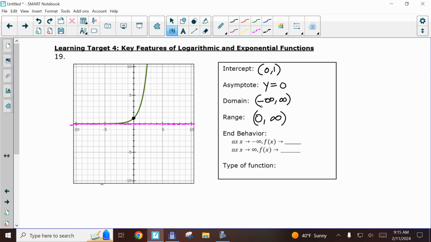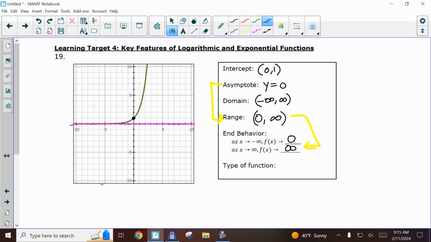Then our end behavior, as you go to the left, that left side approaches the asymptote. So the asymptote was at 0, and as you go to the right side approaches infinity. And you can see there's some connections here. The asymptote helps us figure out the range, and then the range helps us figure out the end behavior.